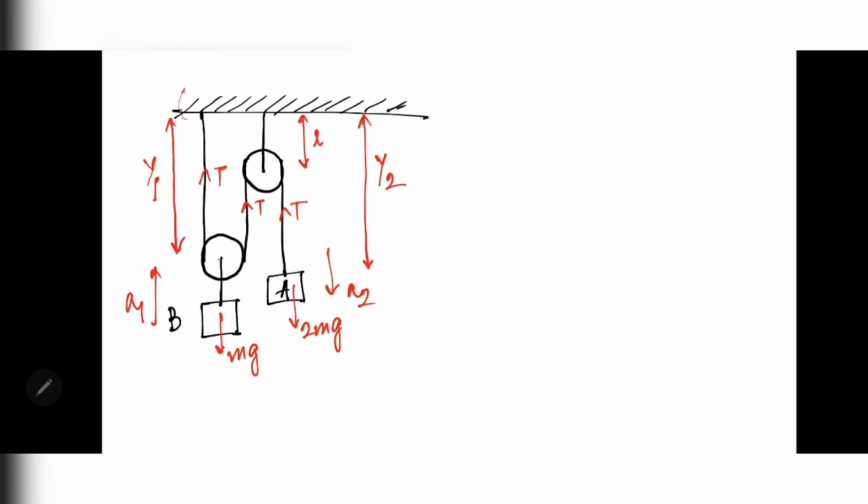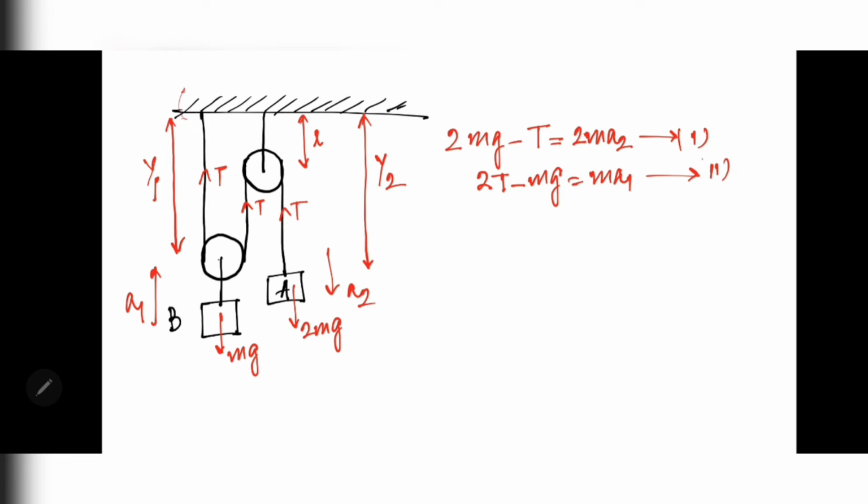So equation of motion for body A is 2mg minus T equals 2m into A2. This is equation number 1. And equation of motion for body B is 2T minus mg equals m into A1. This is equation number 2.